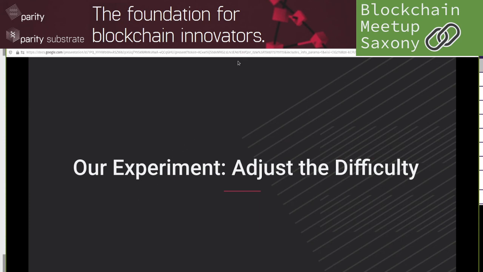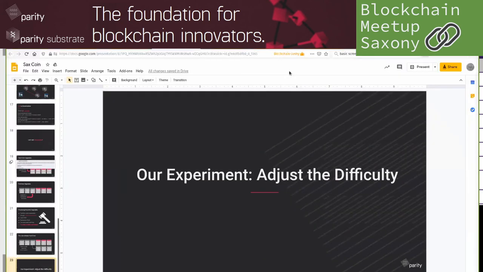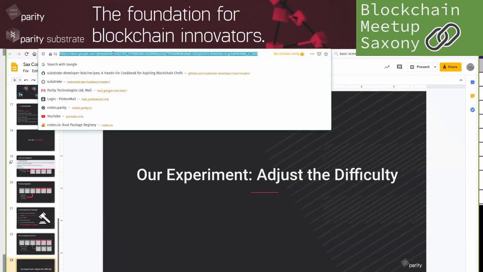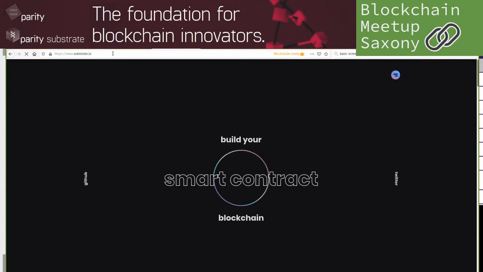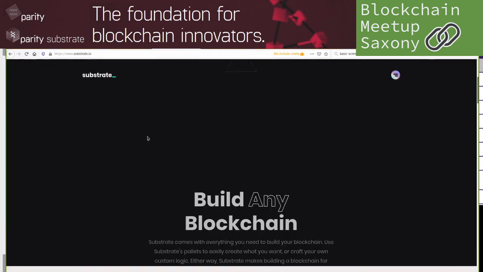I will start. The first question I have is, is there a roadmap for Substrate available, a timely and functional roadmap? There's not a single clear document that we call the roadmap, but I would say the best place to follow along is this website, substrate.io, and there's a newsletter that you can subscribe to.